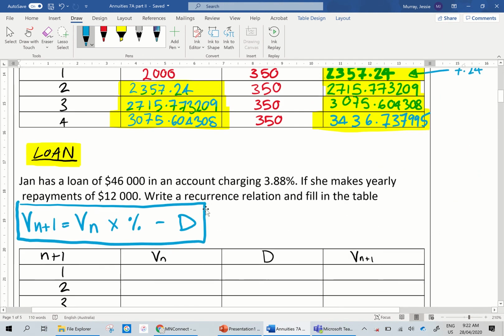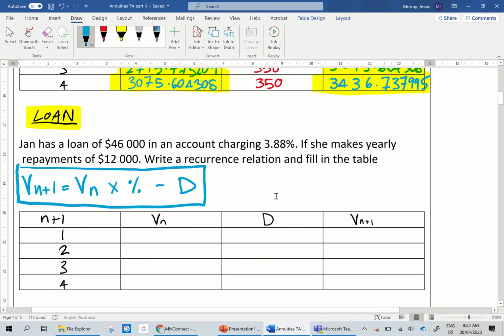So now you're going to do the exact same thing, but this time it's a loan. And we know with loans that you subtract off the down payment because the loan recurrence relation formula tells you what's left owing on the loan at each one of those weeks or months or whatever the value is in terms of. So if you want to pause the video and give this one a go on your own, go for it. Otherwise I will go through this one a little bit quicker, but Jan has a loan of $46,000 in an account.